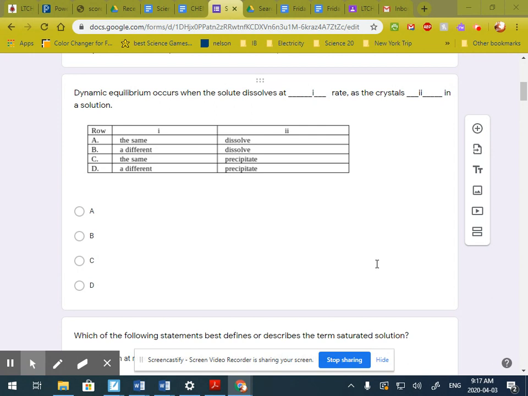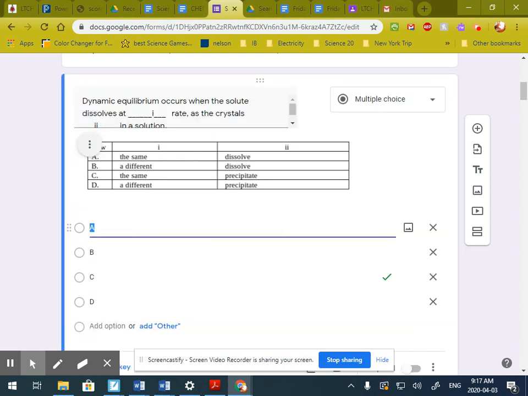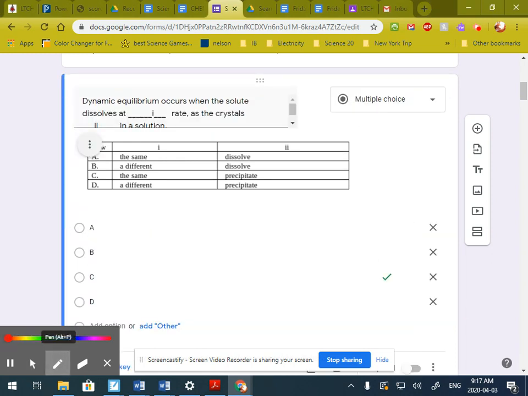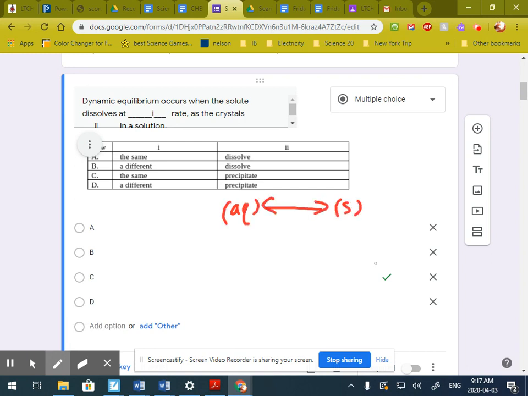Okay, dynamic equilibrium occurs when the rate of dissolving, so something that's aqueous, is equal to the rate of precipitating at the same time. So dynamic equilibrium means equal. Dynamic equilibrium occurs when the solute dissolves at the same rate as the crystals precipitate. So that is C. Okay, next question.